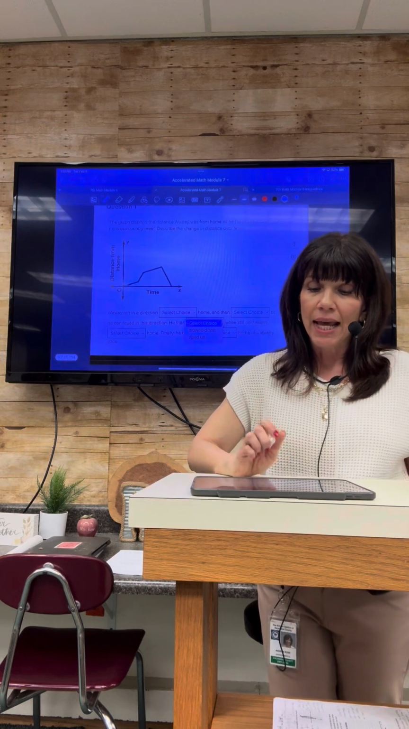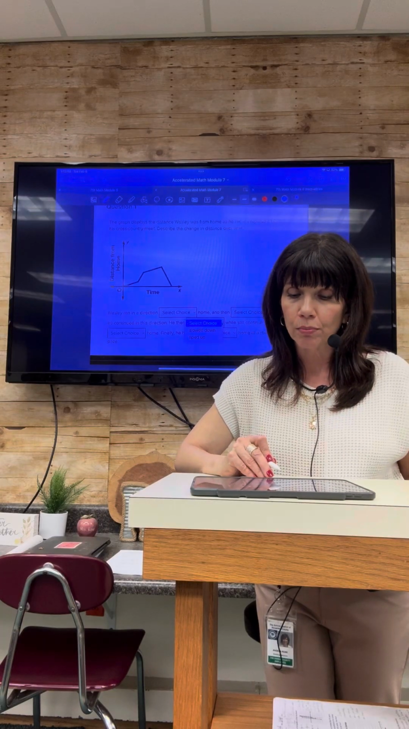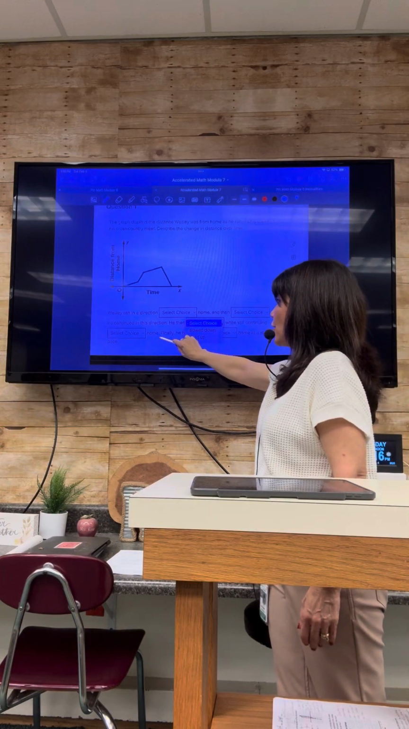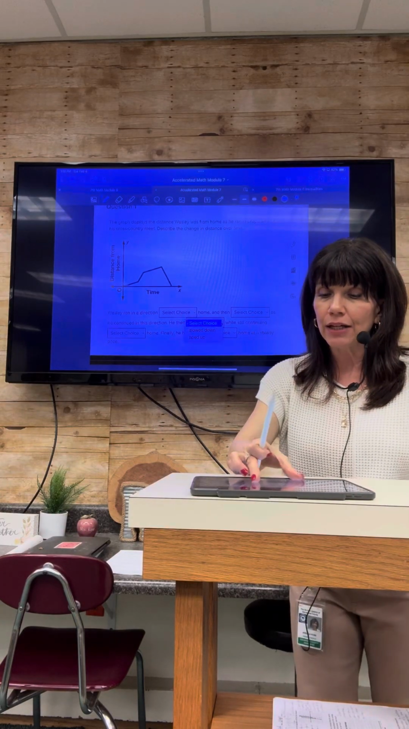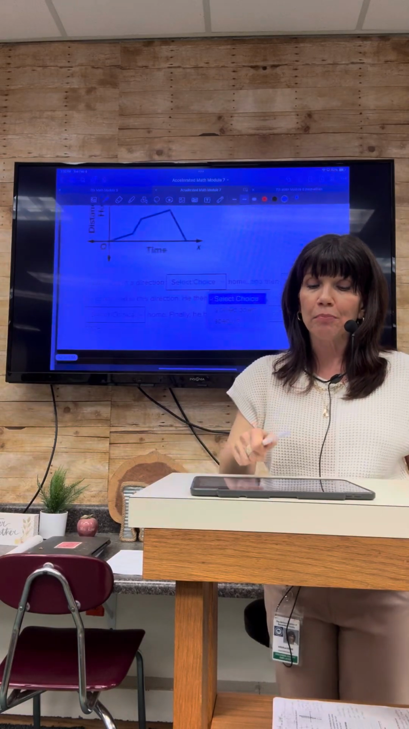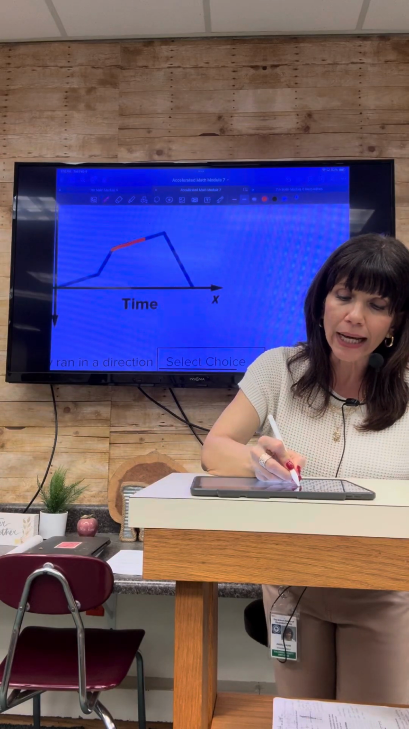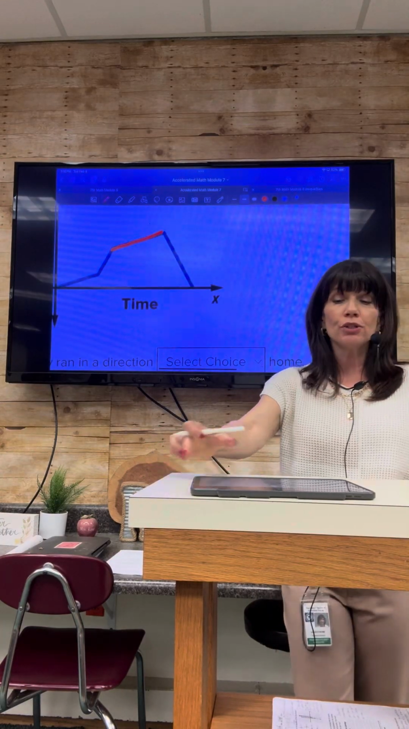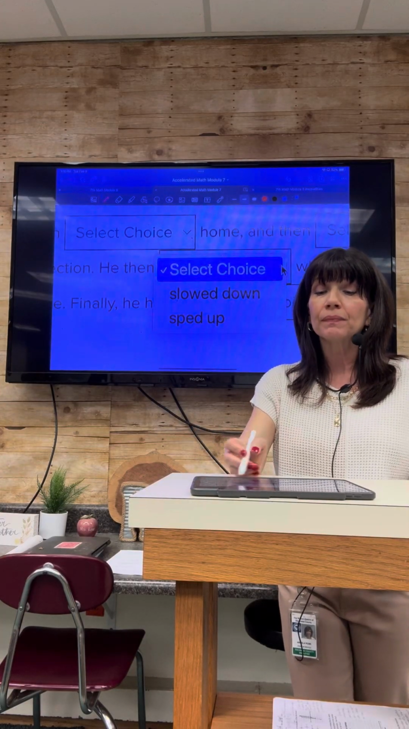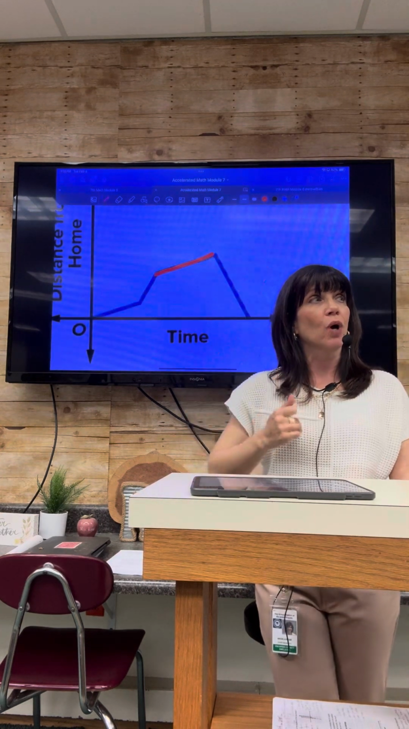Next part. He then blank while still continuing blank home. Guys, notice there's no period here, but there is a period here. He then either slowed down or sped up while still continuing blank home. We are now looking at my new red line. So what can you tell you will choose for this part of your question? He then what? Slow down. Excellent, because that line is not as what?